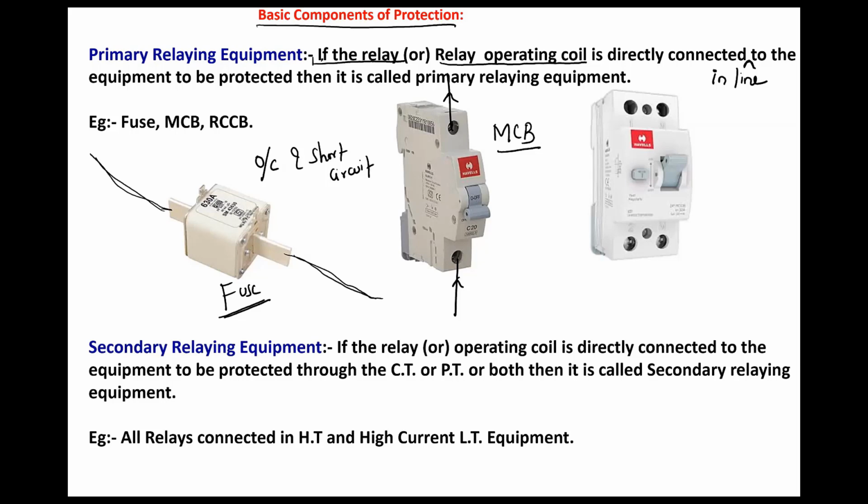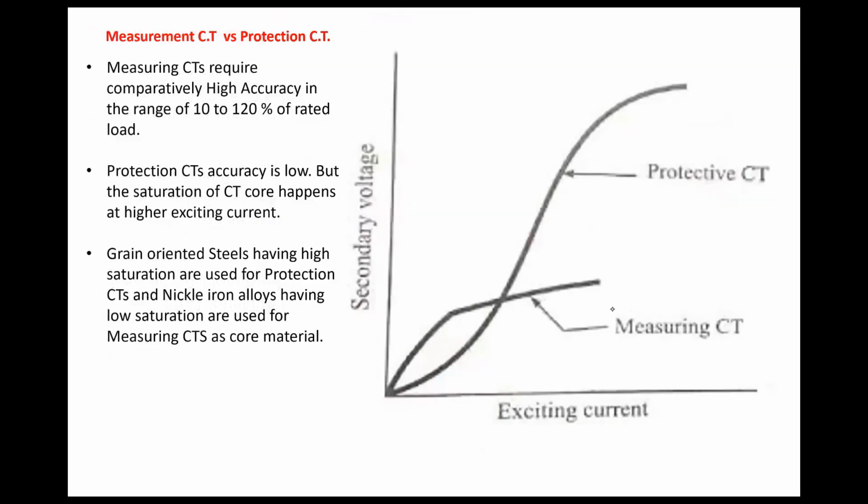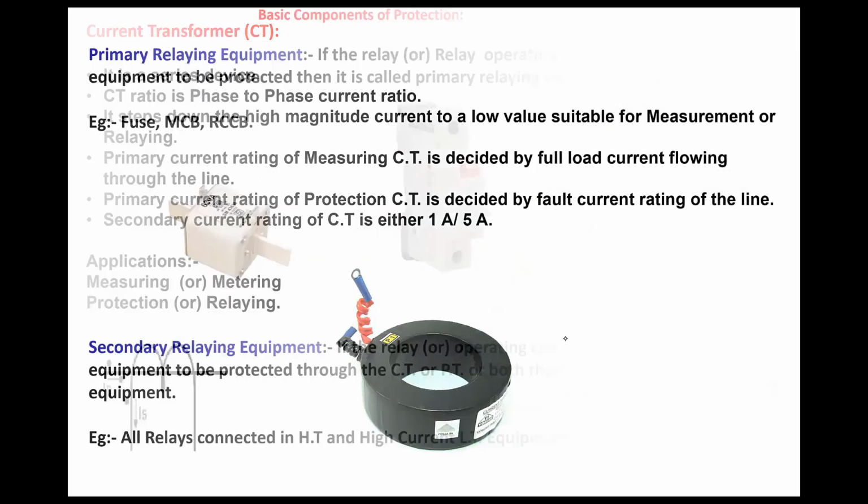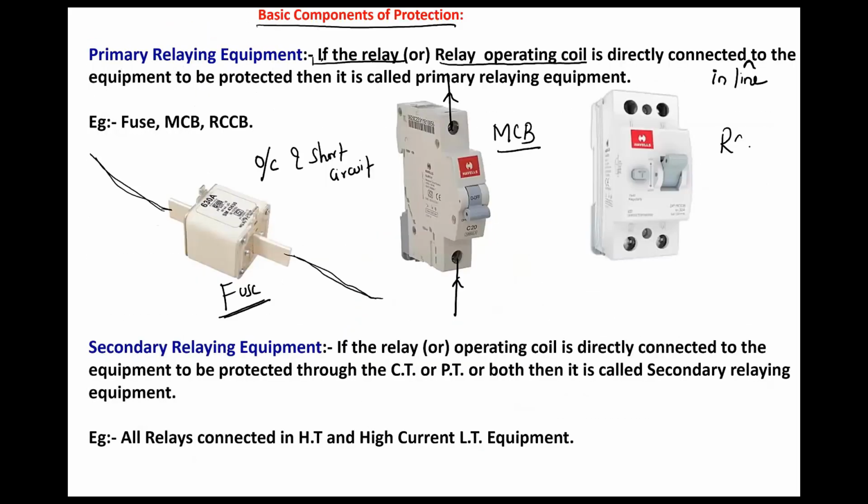This one is called RCCB, residual current circuit breaker. This is the equipment that will protect you from earth faults in your house. So if equipment is connected in your house, you will not get any shock inside your house. This is called RCCB. Again, I'll show you how it is connected.